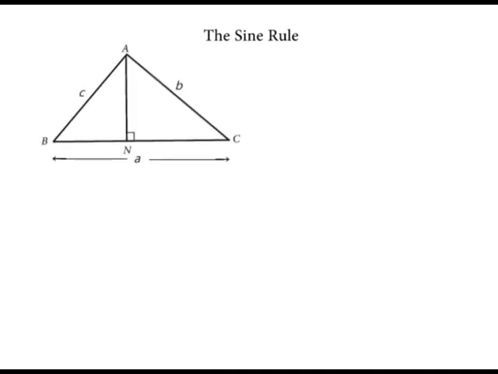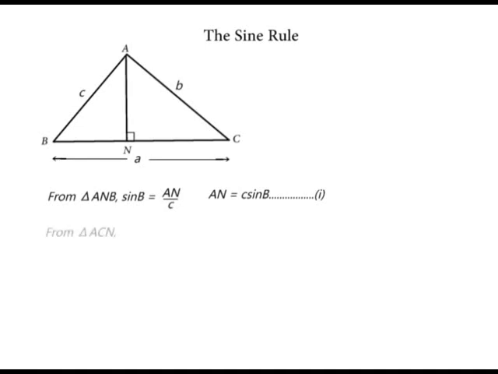Now, consider this triangle ABC. Notice the way the sides and vertices are labeled. Side A is the one that is opposite to vertex A. Side B is the one that is opposite to vertex B, and the same goes for C. AN is a perpendicular to BC, meeting it at N. Using the right angle triangle ANB, sine B is equal to AN over C. Doing cross multiplication, it means AN is equal to C sine B. Call that equation 1.